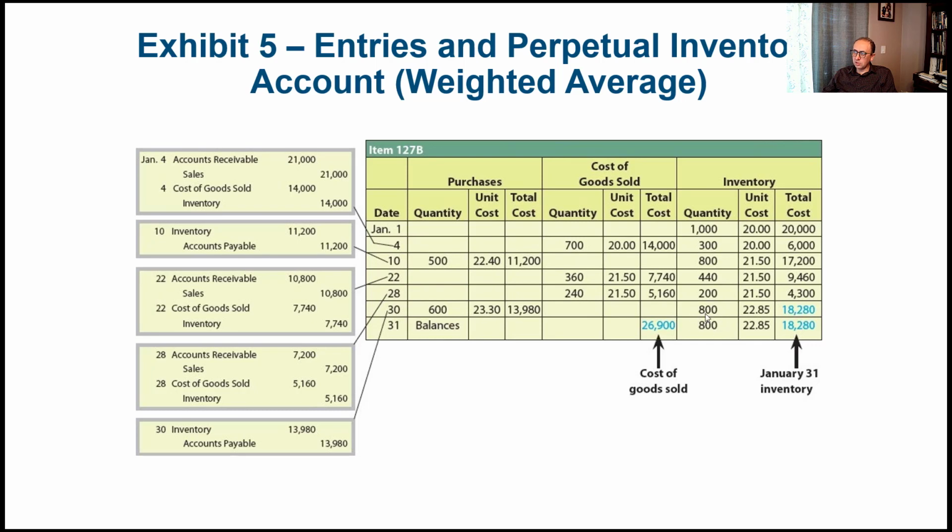That is a total of 800 units. Take the 18,280 divided by 800, and that would be 22.85. So now after this new purchase transaction, we updated our unit cost to be 22.85.